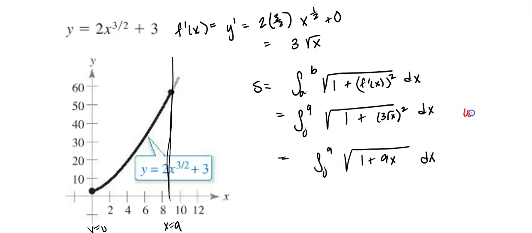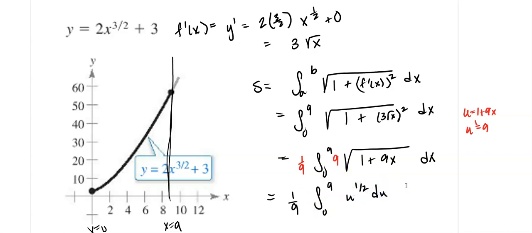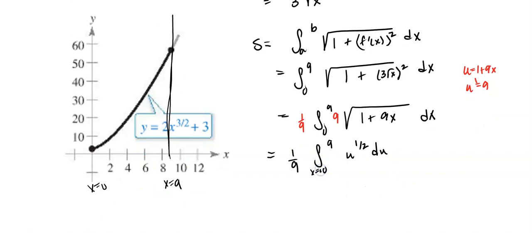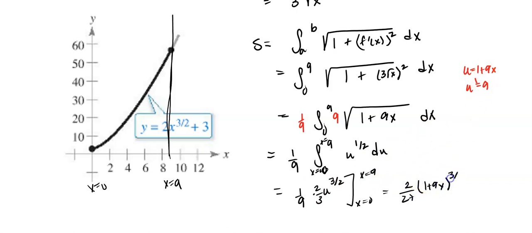And our u here would be 1 plus 9x, so u prime is 9. So we need a 9 and a 1/9. So this gives me 1/9 times the integral from 0 to 9 of u to the 1/2 power du. And those bounds are on x, not on u. So that's u to the 3/2 over 3/2. Or another way to write that would be 2 over 27 times u, which is 1 plus 9x, to the 3/2 power from 0 to 9.